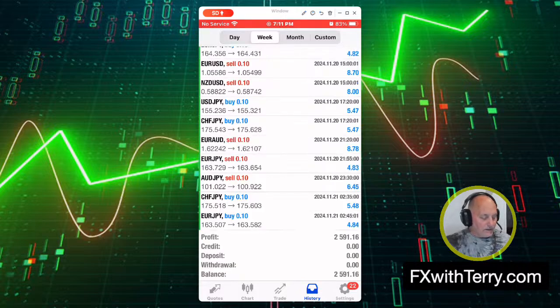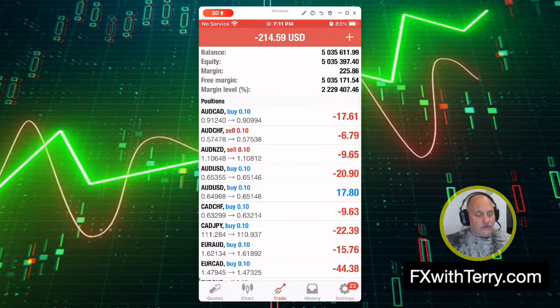If you look back for the week, $2,591 if you bid what I'm bidding on the screen and you took all of the trades in my system. Typically, people don't have a big enough account to do that. I have big enough accounts to do that. I still don't trade the entire system.